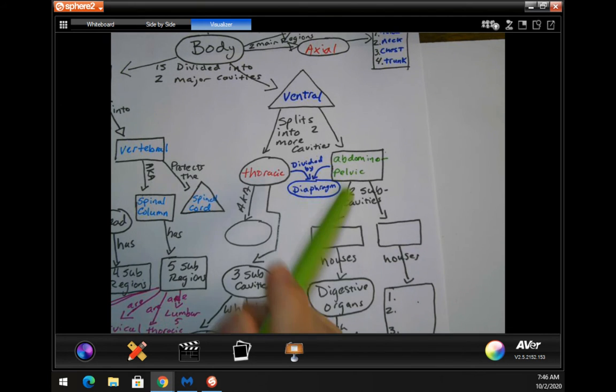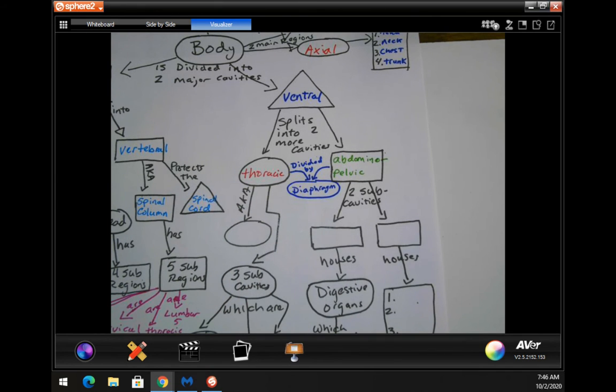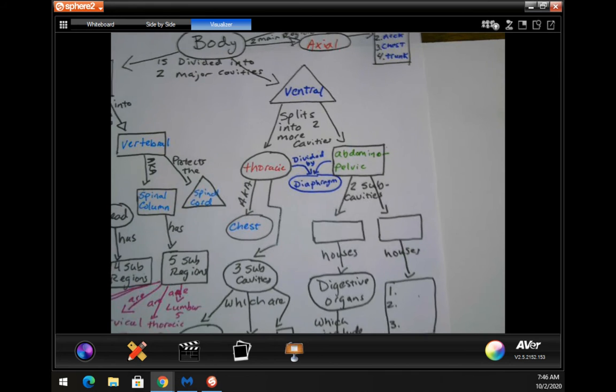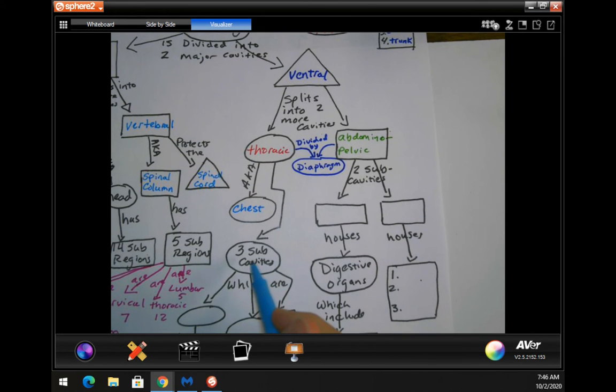Now I forgot to put it on the copy that I made for you guys, but I had it on my key that I made this morning. It's divided by this thing called your diaphragm, which we'll talk about later. It's basically what separates the two cavities of the ventral cavity. What do you call your thoracic? What do you call this right here? You know, somebody has blank pain, chest. Yep. So it's also known as your chest. The thoracic can be split into 3 subcavities.